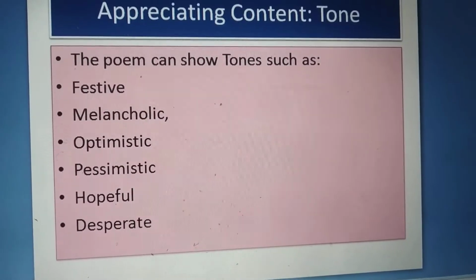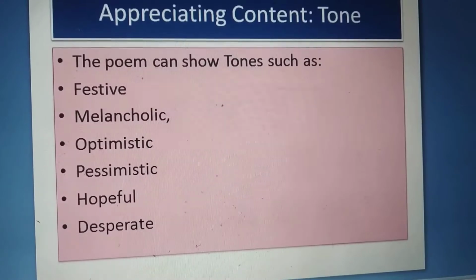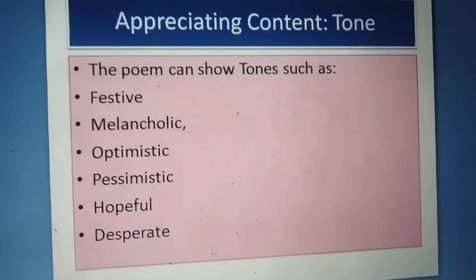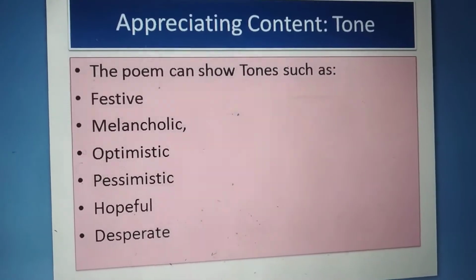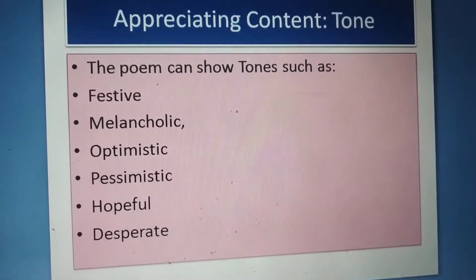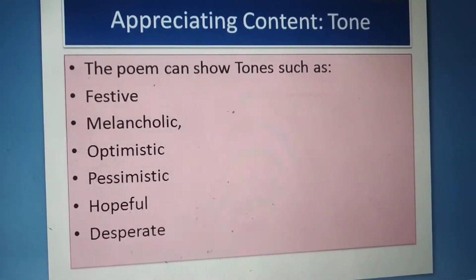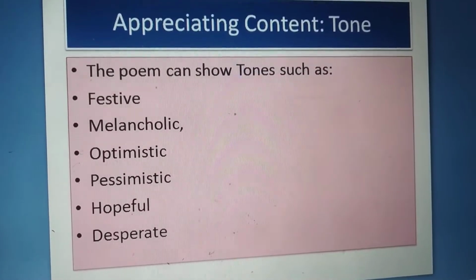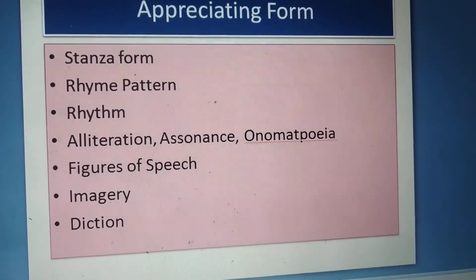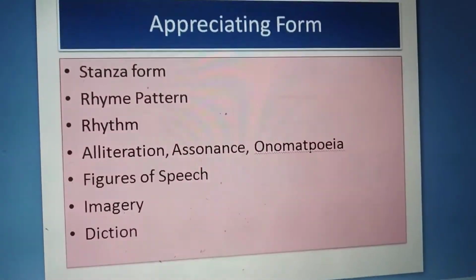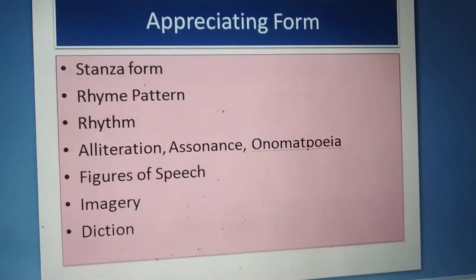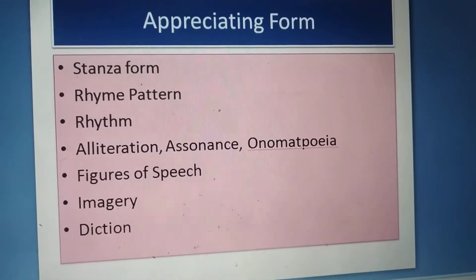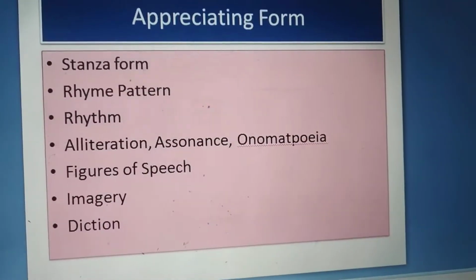Then we have to find out what kind of tone the poem has. Whether the poem has a festive tone or a melancholic tone or an optimistic tone or a pessimistic tone or a hopeful or desperate tone. We have to find out the general tone of the poem by reading that poem. Then we give the general meaning or any specific meaning of the poem. This much is dedicated to the appreciation of the content of the poem.